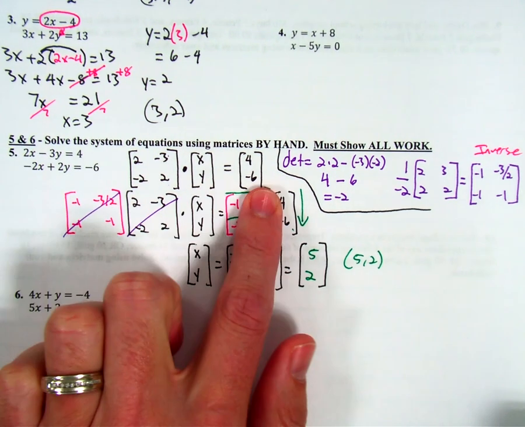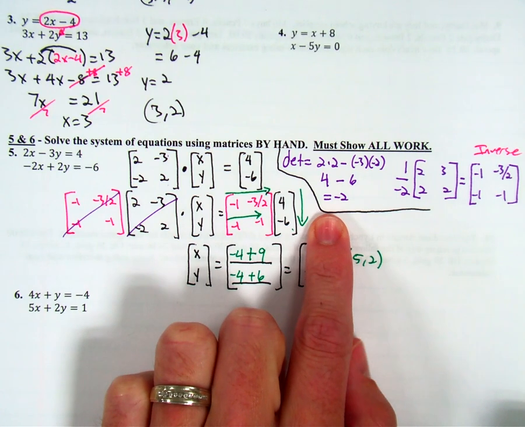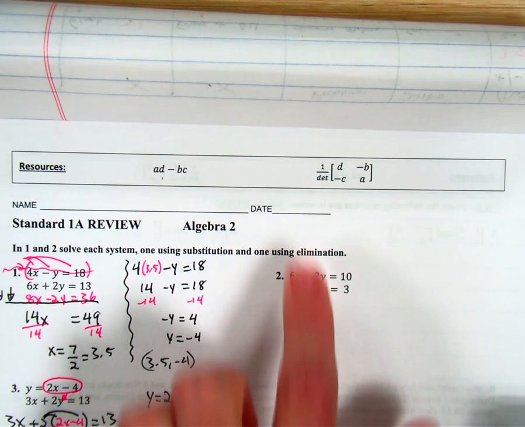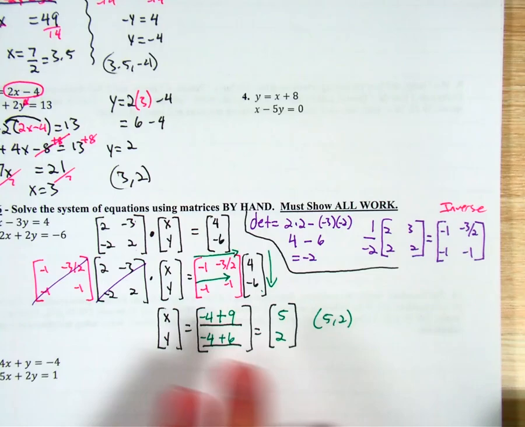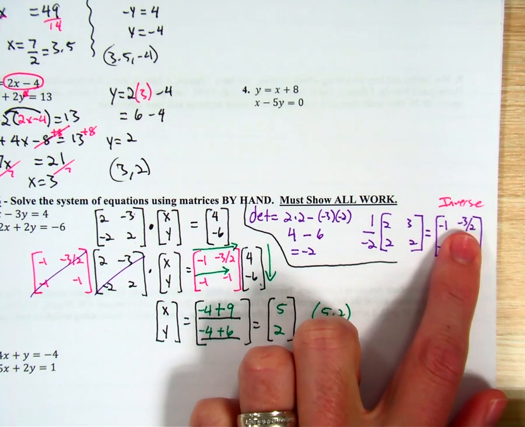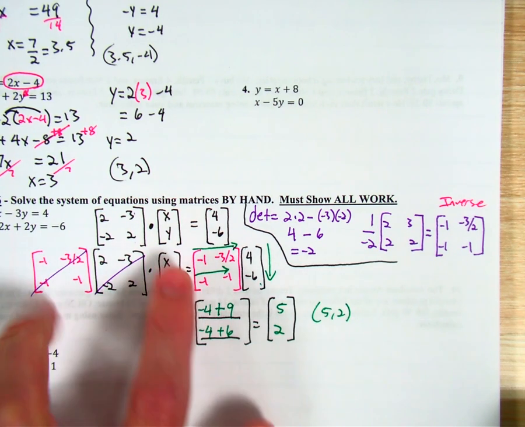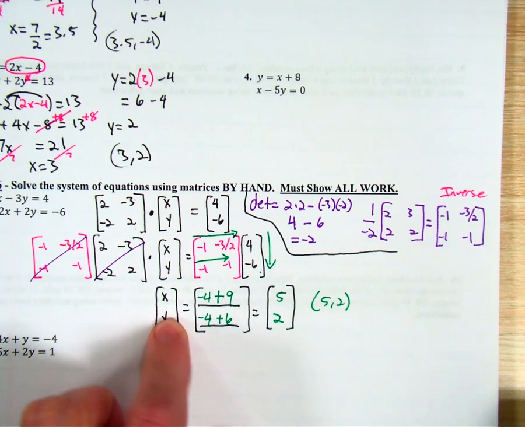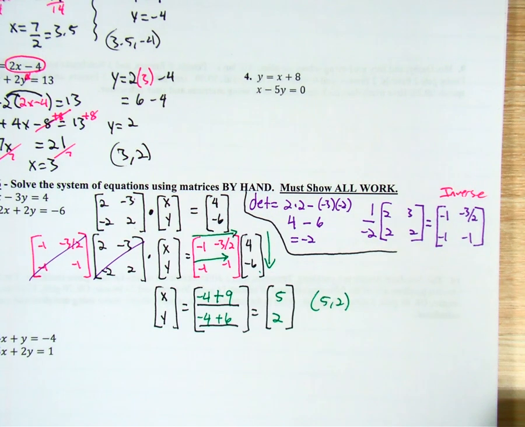Equations to matrix form. Okay, take that coefficient matrix and find the determinant. Use your determinant and your inverse matrix formula to get to the inverse. Take that inverse, multiply it to the front of both sides of your equal sign. These will cancel out. XY equals, and we do some row times column matrix multiplication, and we get 5, 2.